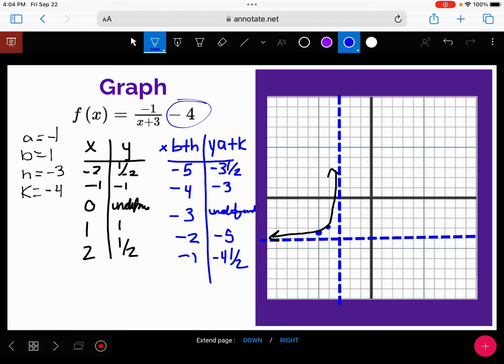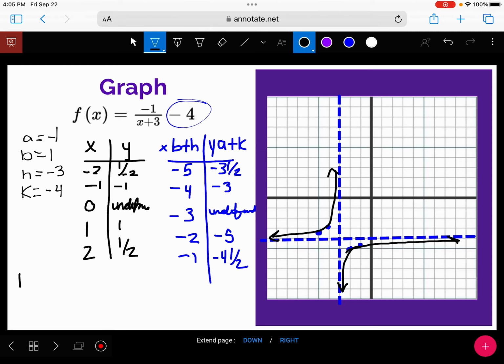Then we're going to plot our other points. We've got -2, -5, and -1, -4.5. So right there. And we're, again, really close together. So it's going to get real close to the asymptote, and it's going to go down on that side, down here. On our rational functions, we're always going to have at least 2 asymptotes. And we're going to have arrows on all the ends because they're continuing off to infinity. These are those infinite discontinuities like we talked about last week.